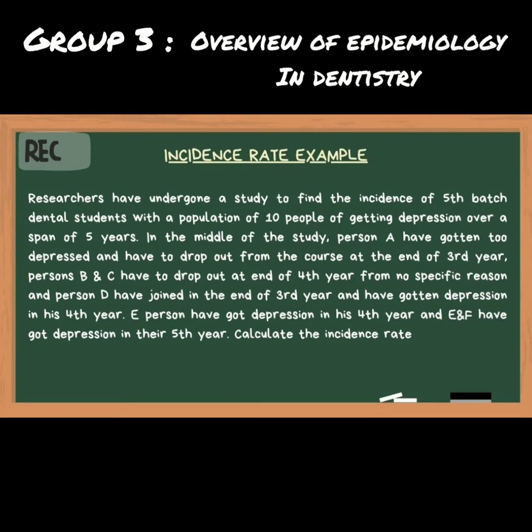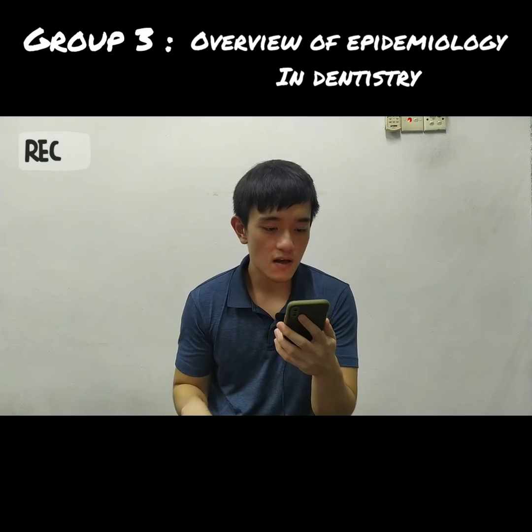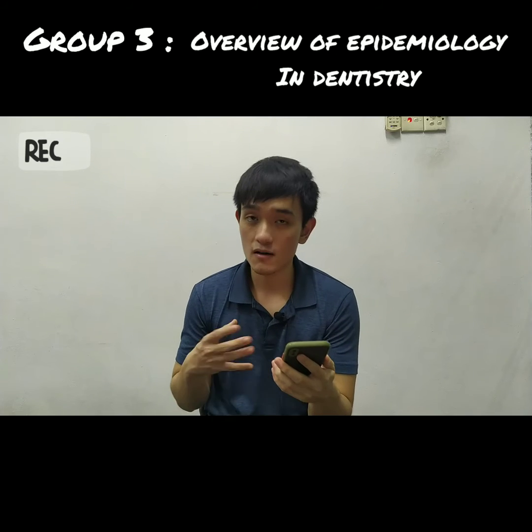Researchers have undergone a study to find out the incidence of fifth-year dentistry students with a population of 10 people getting depression over the span of 5 years. In the middle of the study, person A got too depressed and had to drop out from the course at the end of their 3rd year. Persons B and C had to drop out at the end of 4th year for no specific reason, while person D joined at the end of 3rd year and got depression in his 4th year. Person E got depression in his 4th year, and F and G got depression in their 5th year. So calculate the incidence rate.